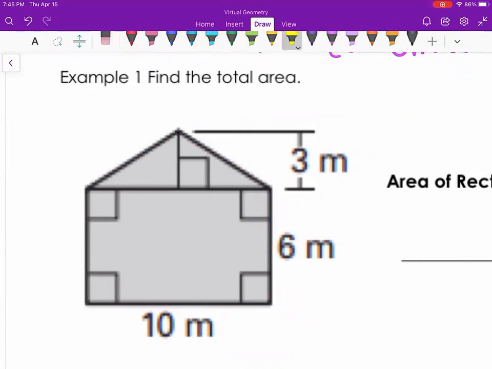So we first need to identify what kind of shapes are being put together, combined to make this pentagon. Well, one big shape that I first recognize is the rectangle that's on the bottom. And I have a formula to find the area of this rectangle.